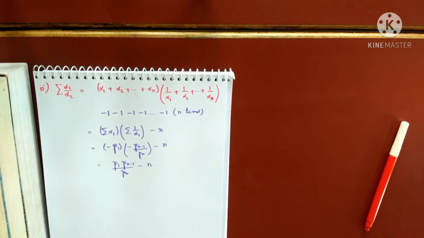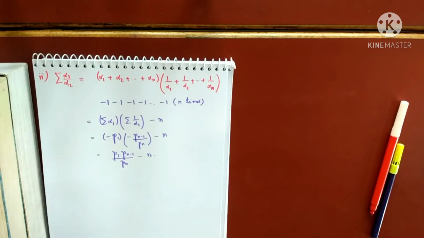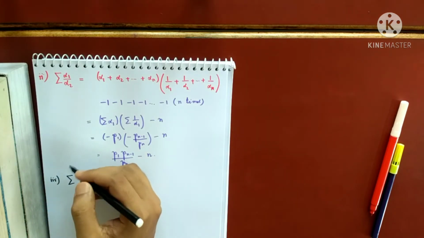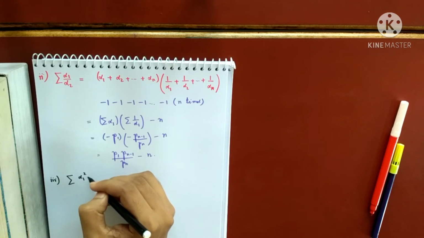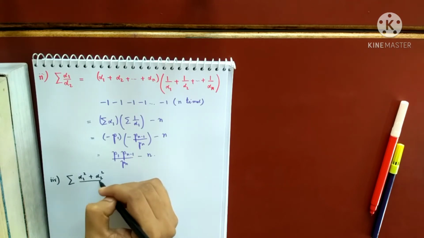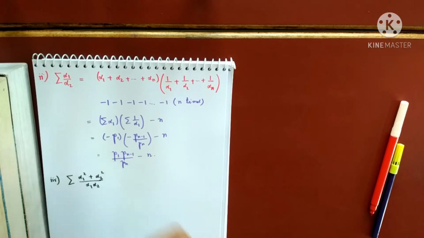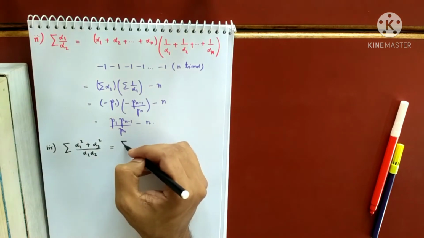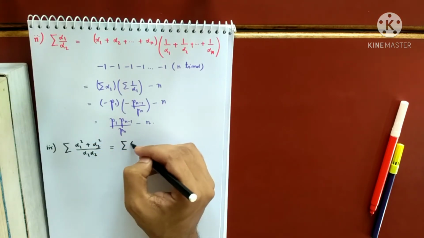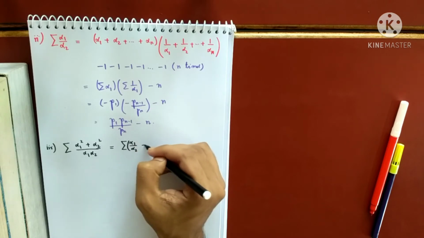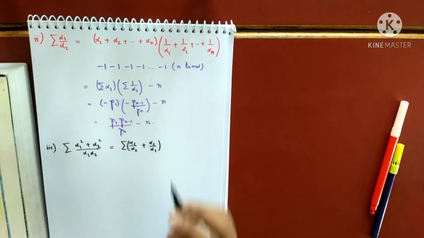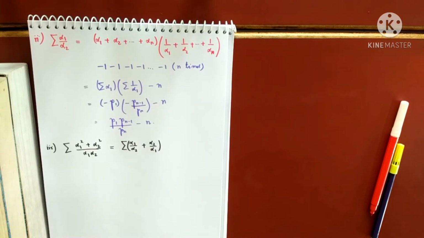Okay. So let's go to number 3. What is number 3? Summation alpha 1 square plus alpha 2 square by alpha 1 alpha 2. So this is your number 3. You just split this up. So this by this, I'll remain with alpha 1 by alpha 2, plus this with this, I'll remain with alpha 2 by alpha 1. And now it becomes similar to question number 2.